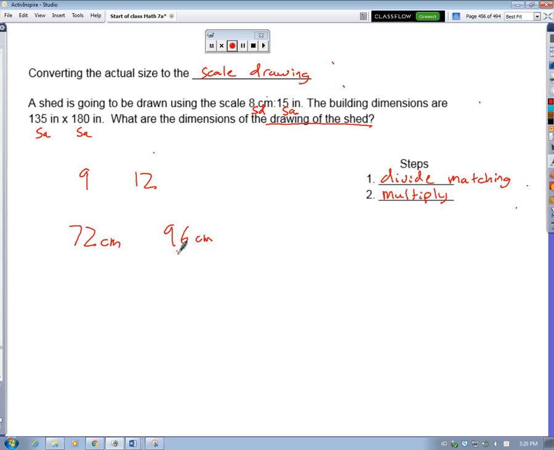Tomorrow we're going to be working on some more problems like this just to give us a review so that we have the scale problems down, this concept down, so that we can move on to the rest of chapter 8.